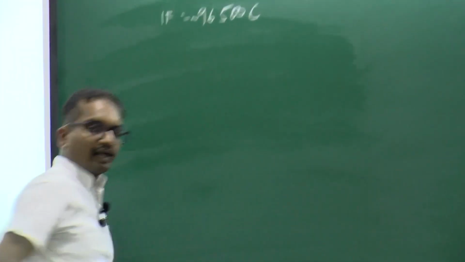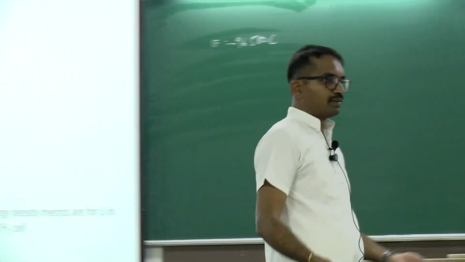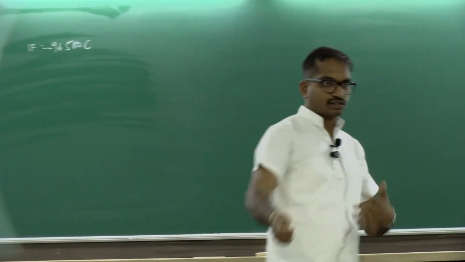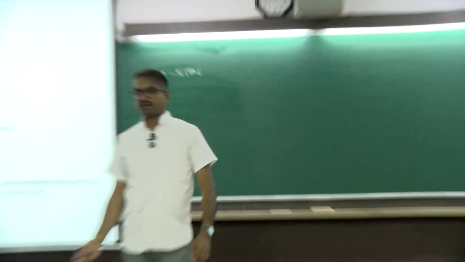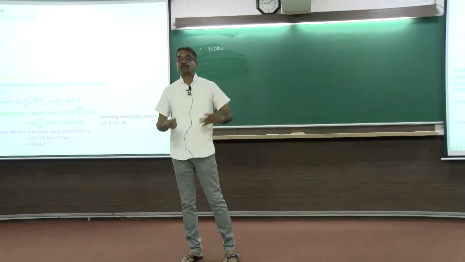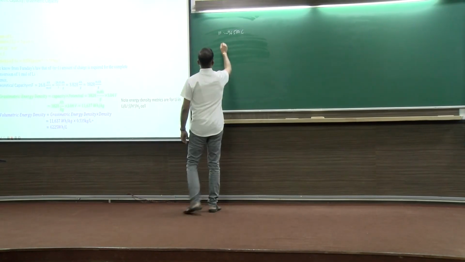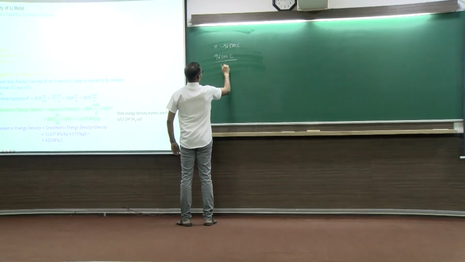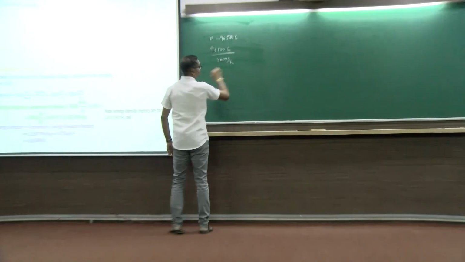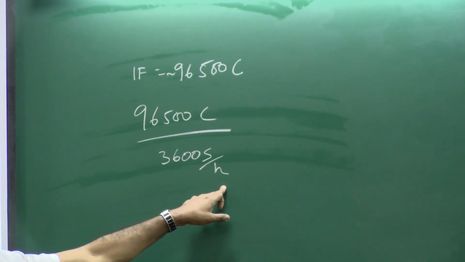But that number, 96,500 coulomb, I can also represent in a different unit. For example, how will you measure length? In meter, millimeter, kilometer, feet, inch, correct? Likewise, the charge also I can measure in different units. And I am going to give you a unit which is electrochemistry-like. What I am going to do is divide this number by time. So what is this? This is 3600 seconds per hour that you know.